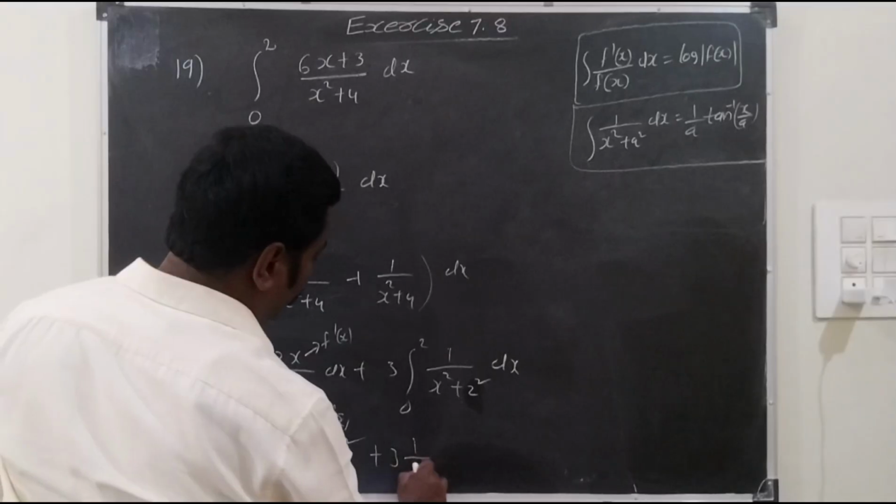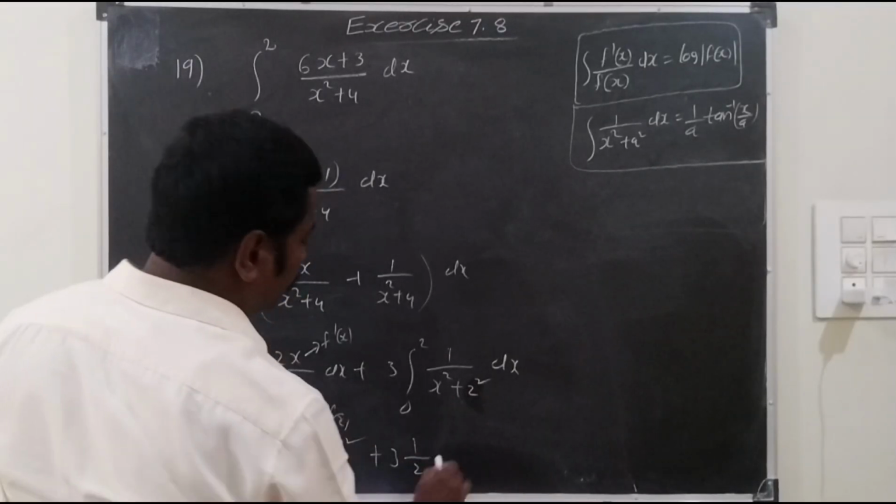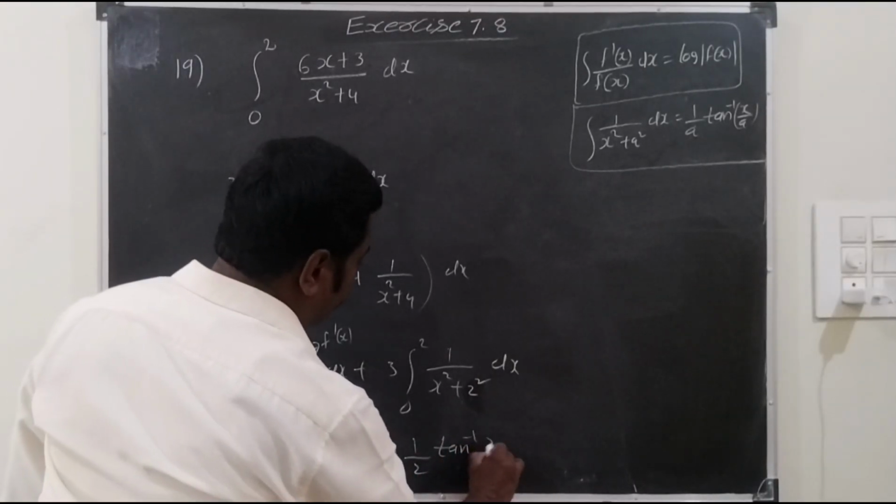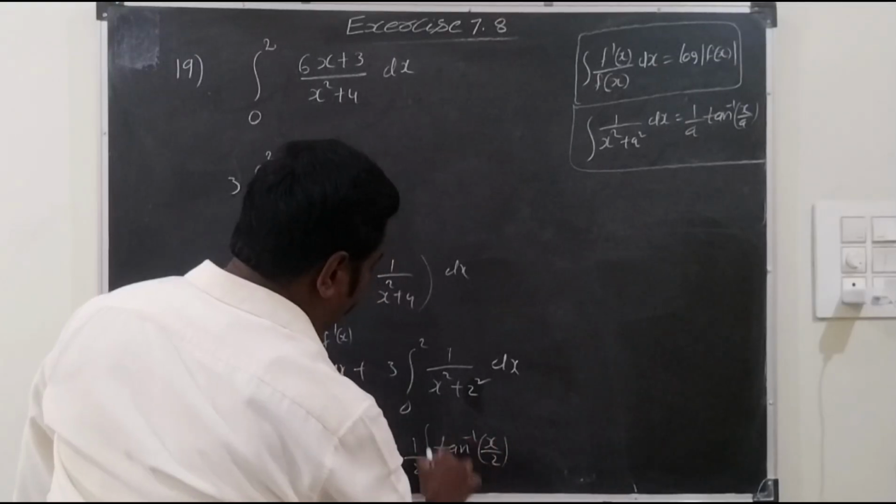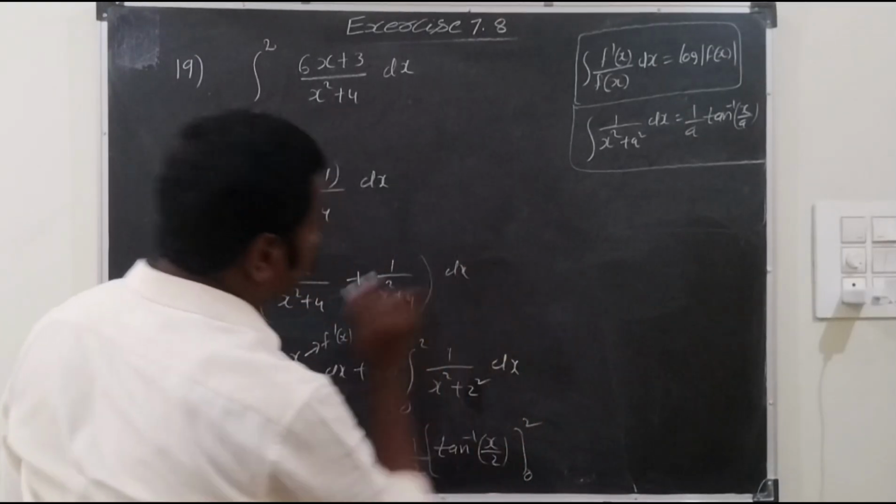1 by a means 1 by 2, in the place of a, 2. 1 by a into tan inverse x by a means x by 2. Apply the limits 0 to 2.